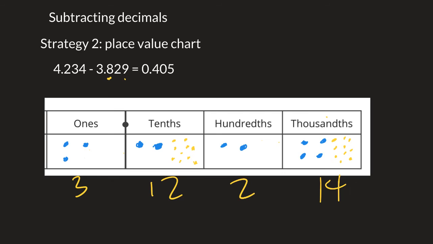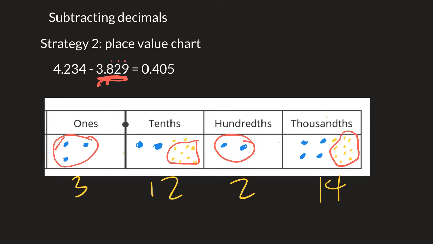Now we're going to delete, erase, all these here. So let's take away 3. You're taking these away. Now you're going to take away 8/10. So 8/10 would be these right here. Then we're going to take away 2/100. Take away 2 there. And we're going to take away 9/1000. So we'll take these away right here.